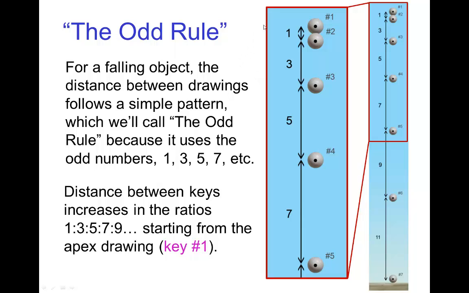So the odd rule says that when an object's falling, the spacings get larger and larger because the object's speeding up. We already know that, but the odd rule tells us that there's a very special pattern to how the spacings get larger and larger, and that is that they go in the ratios of 1, 3, 5, 7, so forth. So this is not a rough approximation. This is mathematically the same as you would learn in a freshman physics course in the university, just presented in a way that hopefully is more useful for animation, especially straight ahead.